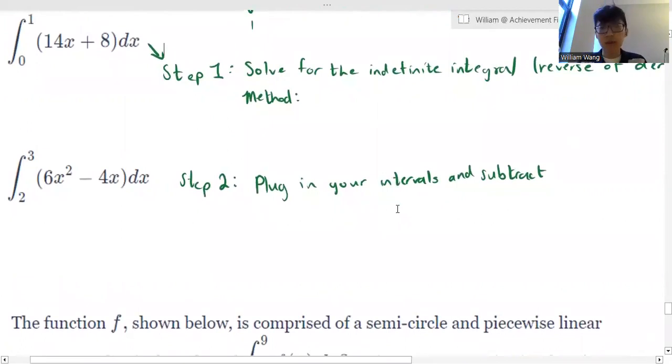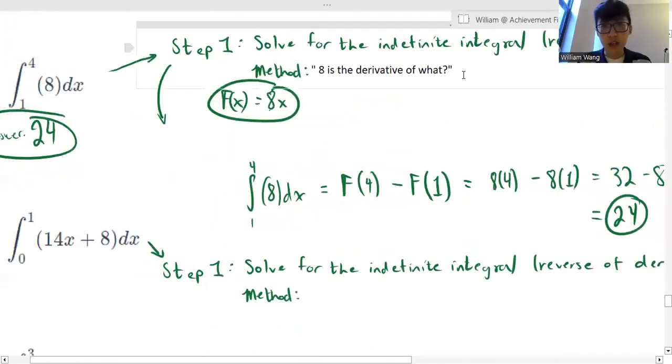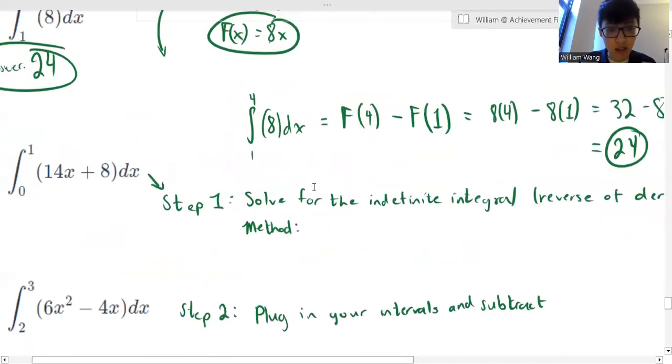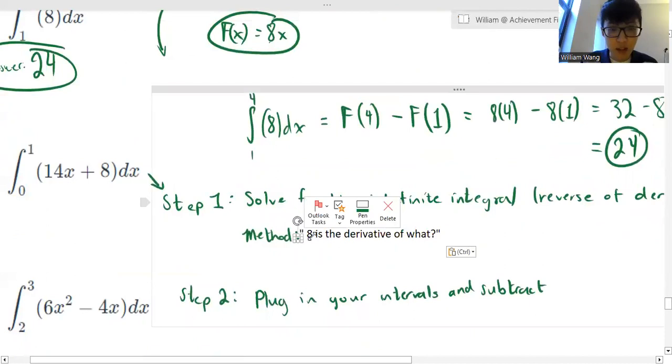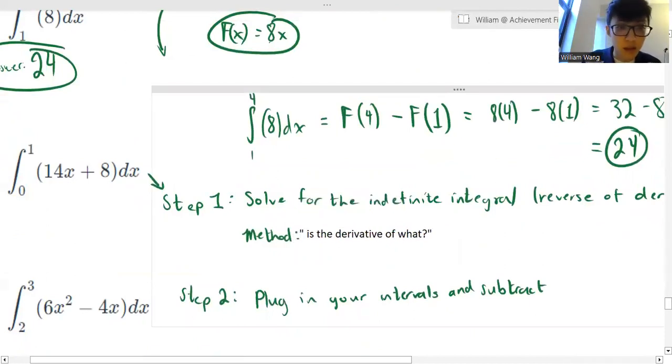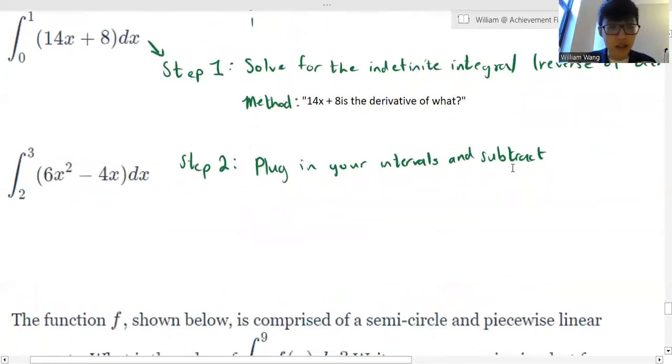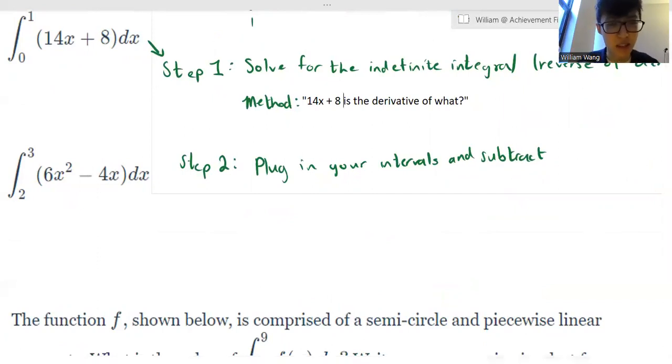Now, this one's a bit tougher, so I could think this same question. In this case, not 8, right? What's the method we think about? 14x plus 8 is the derivative of what? If you remember in class, we did say sometimes the questions can be kind of tough. I don't have this right off the bat memorized. 14x plus 8 is the derivative of what? I don't know. The 14x is confusing.